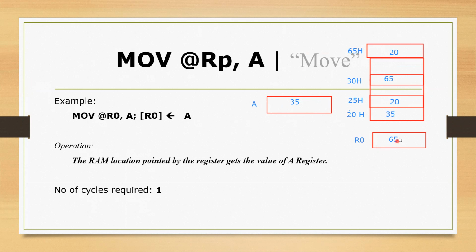So the location pointed to by register R0 is 65 hex. So to the 65 hex location, we are copying data from the A register. So the data in the A register is 35. So this value is copied to the location 65 hex, sorry. The value is copied to the location pointed to by the register R0.